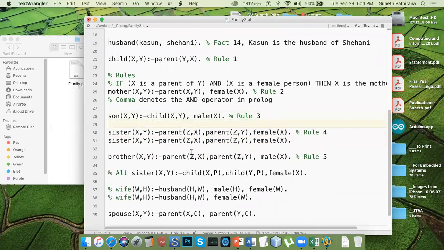So I will separate. You can use a child relationship. So sister: x is a child of some parent, and y is also a child of the same parent, capital P. That means both x and y are children of the same parent, capital P. And here again x is a female person.